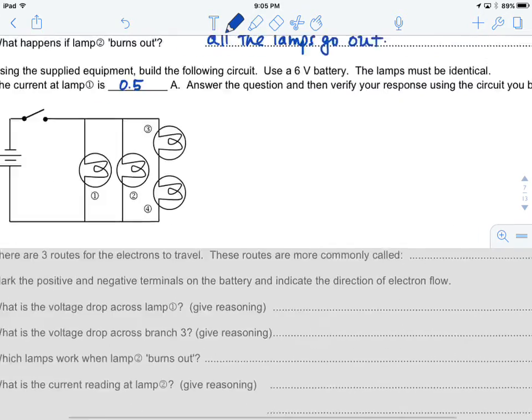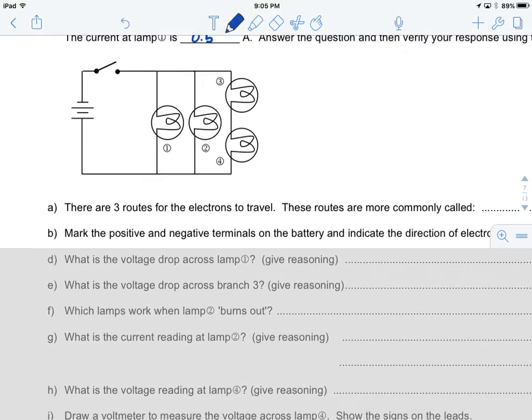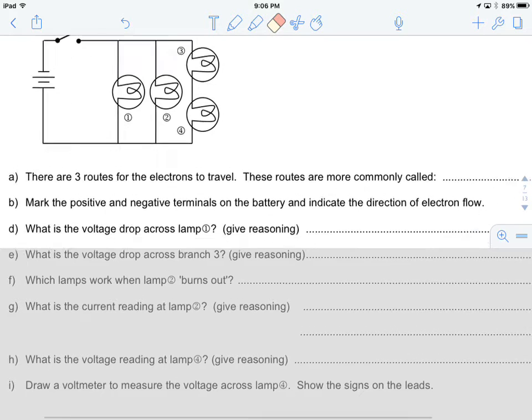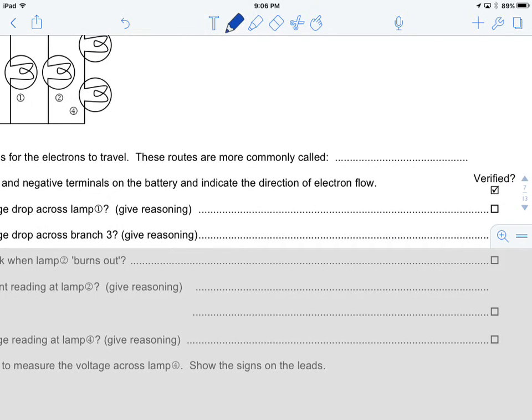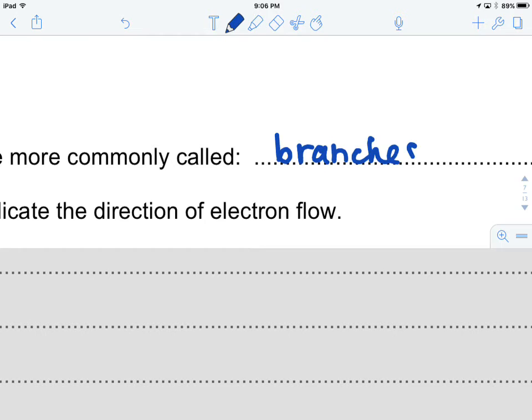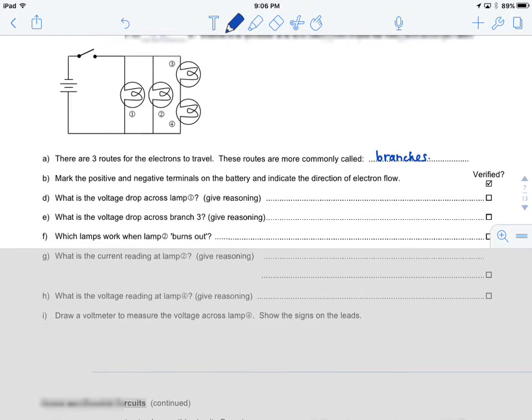We're going to verify our response. So there are 3 routes for electrons to travel. Down here, and then down here, right? So these are the 3 routes that our electrons can travel in this circuit. But what are these routes called? We call these, of course, branches. So in an electric circuit, the routes that electrons travel in a parallel circuit are called branches.